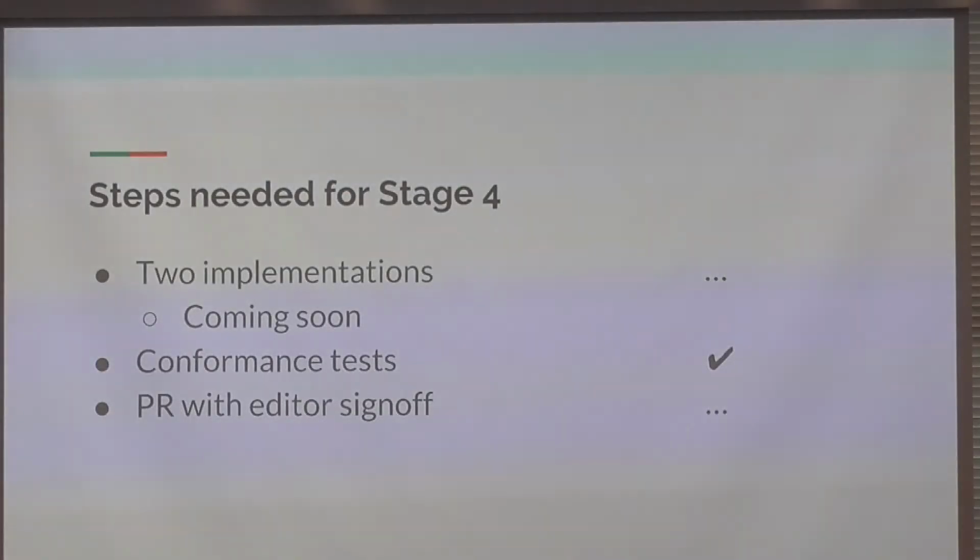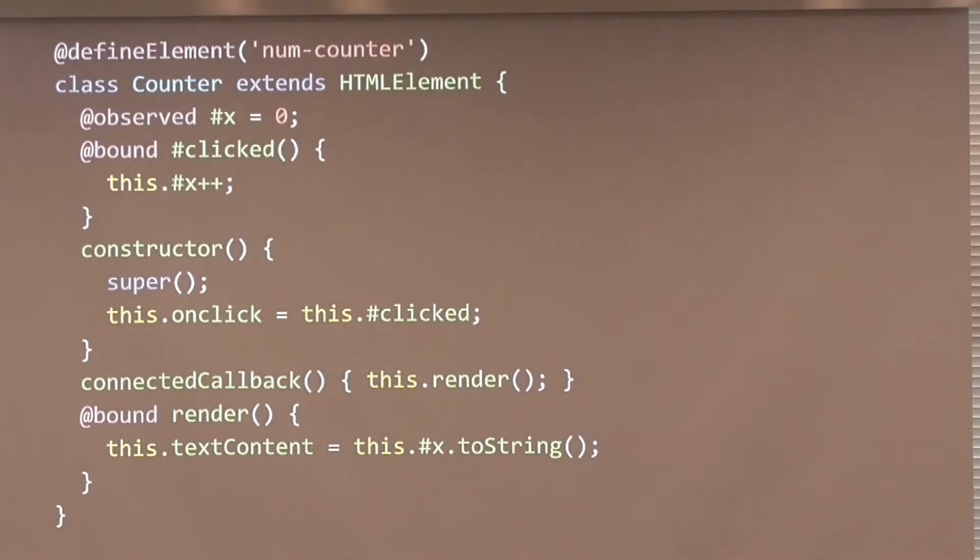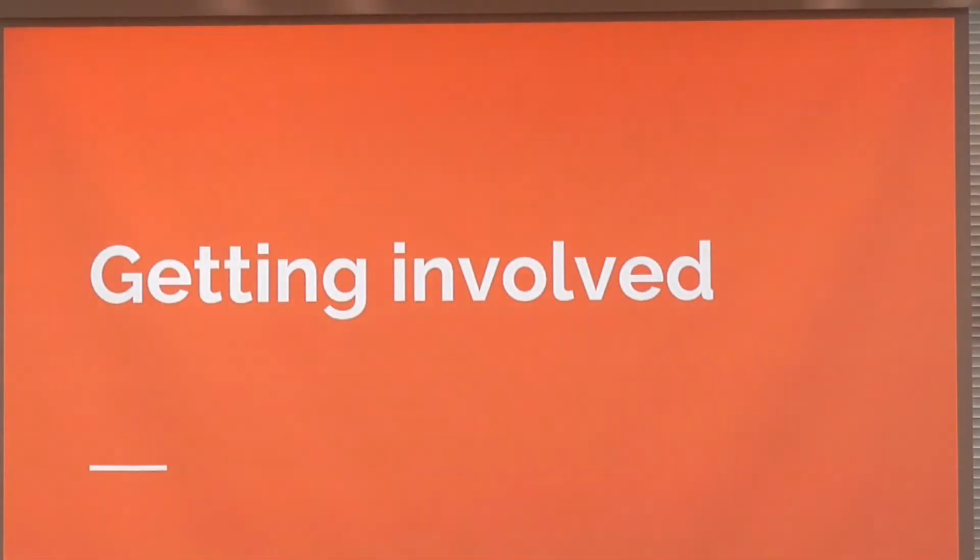So to get to stage 4, we will need 2 implementations, and this is in progress. We'll need conformance tests, so I'll describe in more detail, and we'll need a pull request against the main specification. Coming later, we'll have decorators for classes, where class declarations will be able to be simplified even more.